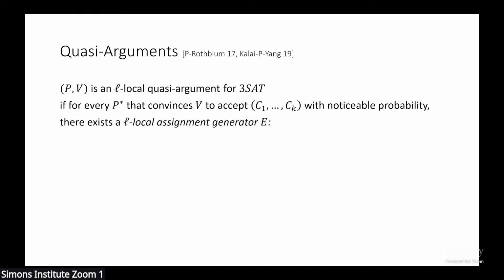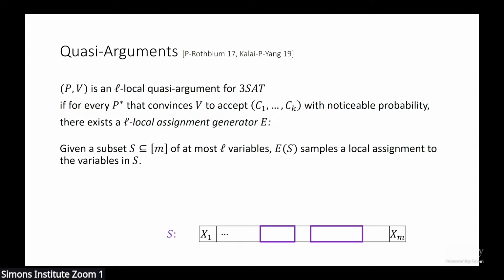So the way it works is that a protocol is a quasi-argument for free SAT if, for any prover that makes the verifier accept, we can turn it into an extractor for the assignment. But this is a local extractor. It's what we call an L-local assignment generator. So what is an L-local assignment generator? You can choose any small set of variables, at most L variables, and you give the extractor the set of variables, and the extractor will sample for you an assignment only for these variables. Our guarantee is that this extractor samples assignments that look good.